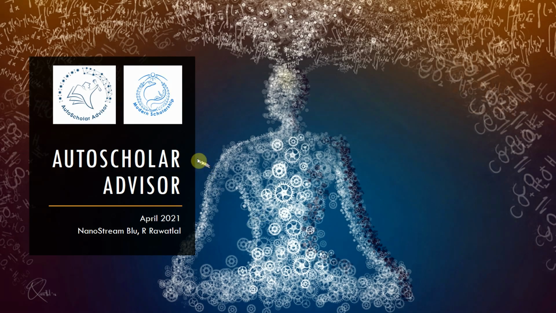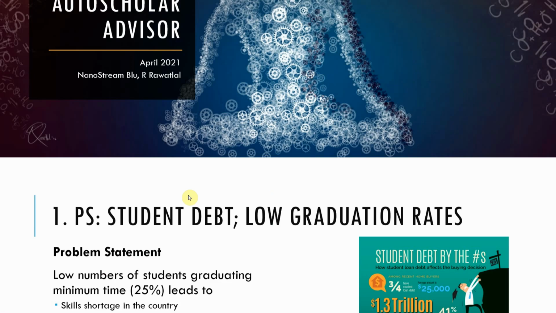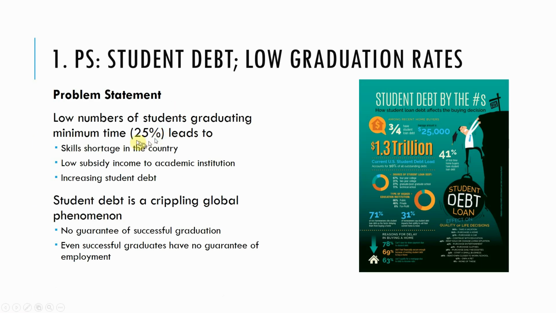I will present on our flagship product, the AutoScholar Advisor. Here's the problem statement. In South Africa, only 25% of entering students complete in minimum time. This causes skills shortages in the economy, low subsidy income to academic institutions, and ever-increasing student debt.